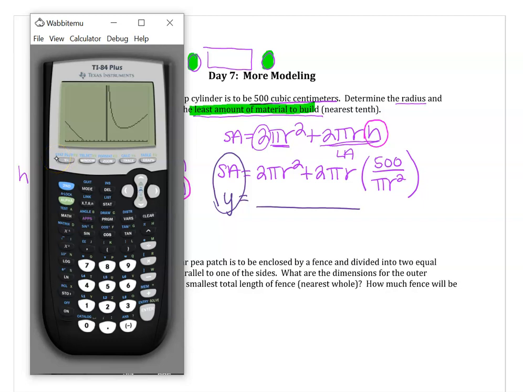So if I'm looking for a minimum, I do second trace min. For my left bound, I'm just going to type in 0 because I know that's furthest to the left of this.